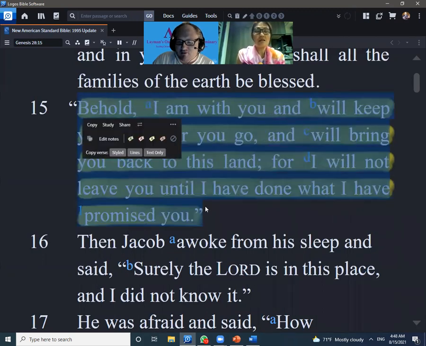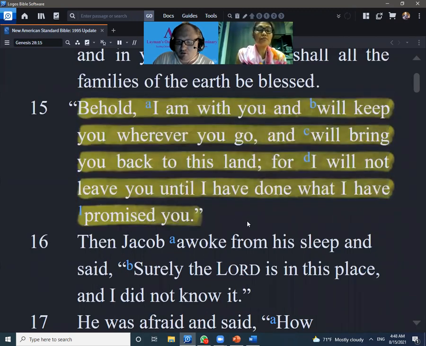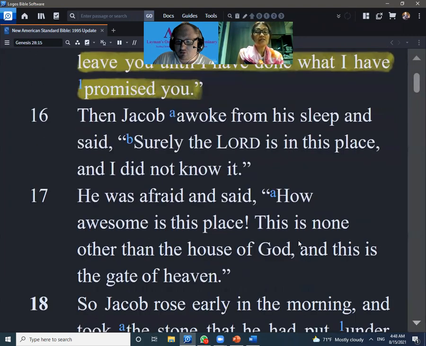Okay, now read this. "Behold, I am with you and will keep you wherever you go and will bring you back to this land, for I will not leave you until I have done what I have promised you." Then Jacob awoke from his sleep and said, "Surely the Lord is in this place, and I did not know it." He was afraid and said, "How awesome is this place! This is none other than the house of God, and this is the gate of heaven."